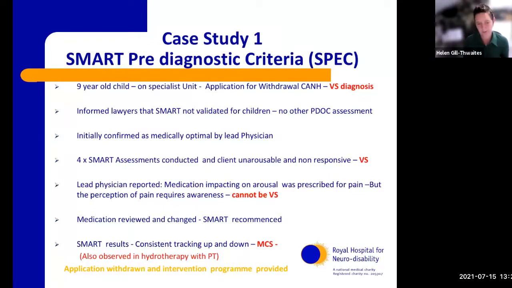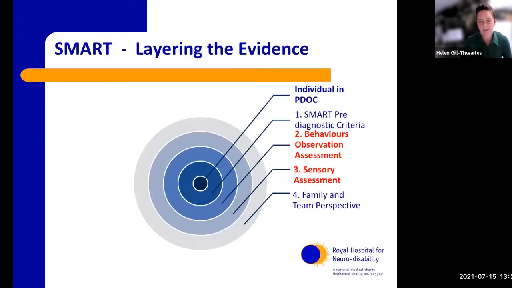It was very clear she wasn't in a vegetative state, and an intervention program was provided using eye gaze technology and more varied therapeutic intervention. So it completely changed the diagnosis for that client. So again, as we layer that evidence, the next investigative tool we are using is the formal assessments.